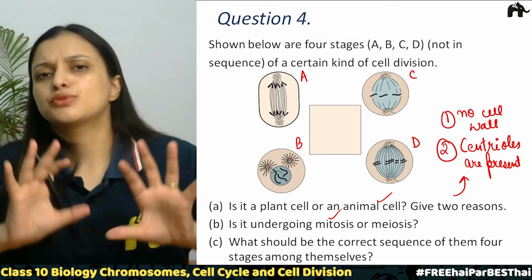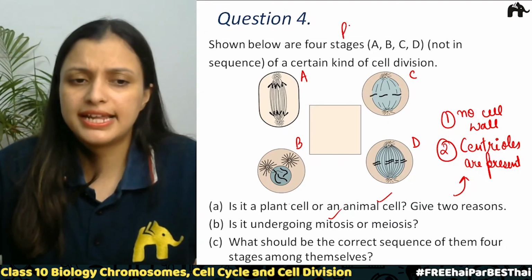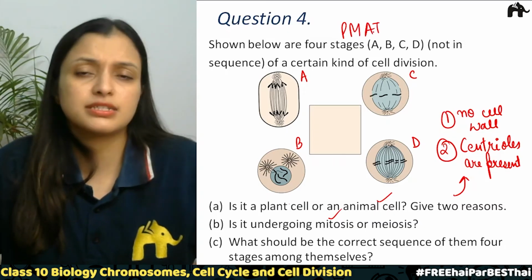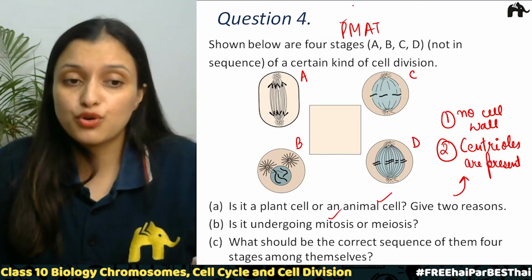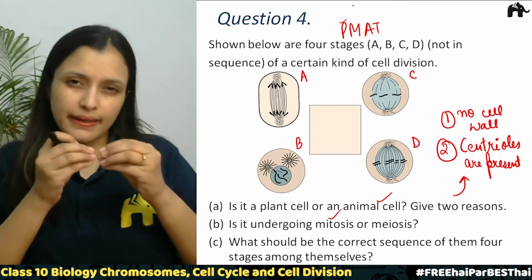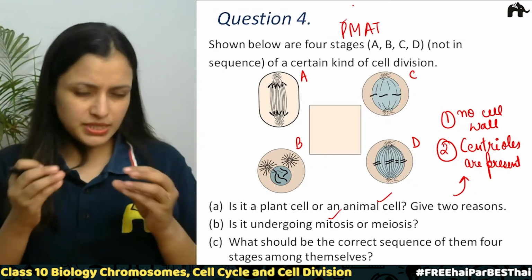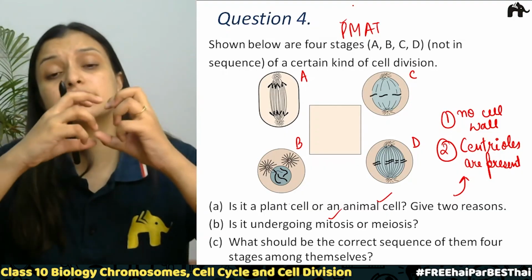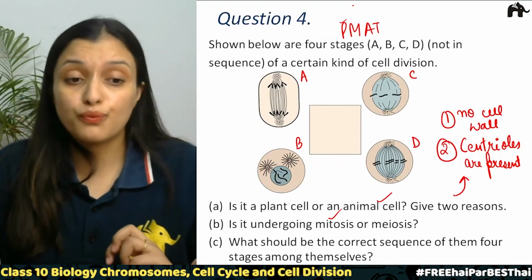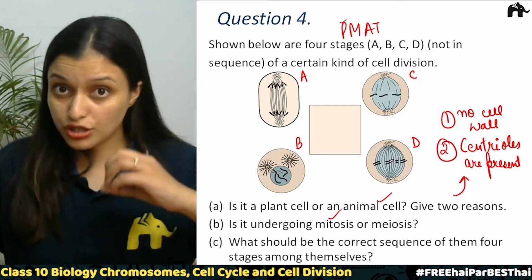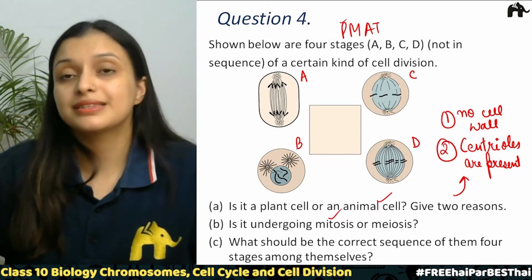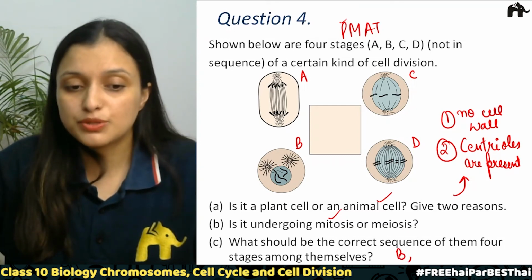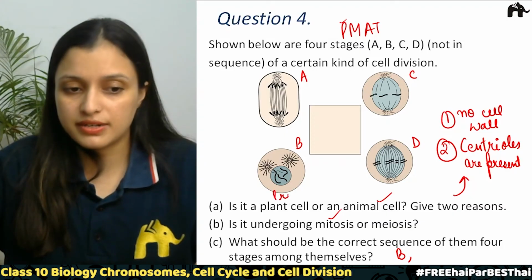Part C, what should be the correct sequence of these 4 stages among themselves? We have to find out the correct sequence. So let us write PMAT, right? This is our sequence. First is prophase. Prophase is the stage when the chromosomes appear short and thick, and the centrioles split and start moving apart. Where do we see these centrioles moving apart? That is in B. So the first, this will be prophase, right?